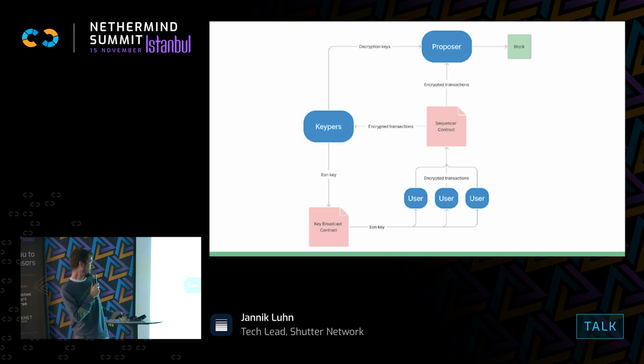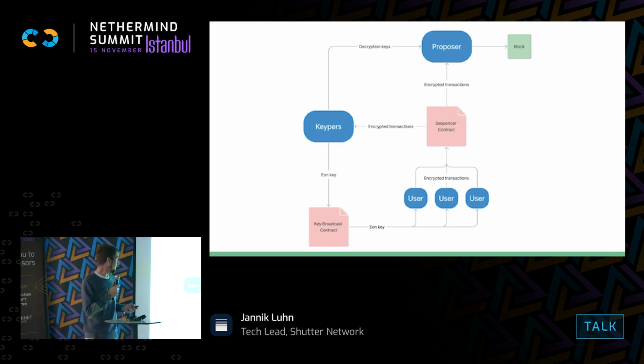Now, the keepers will watch this sequencer contract, and once the time comes to decrypt these transactions, they will produce the corresponding decryption keys. They will then send them via a peer-to-peer network to the proposer. The proposer's job is to build a block, so they will take the decryption keys, check the encrypted transactions, decrypt them and put them in the block. And yeah, that's basically how the protocol works.